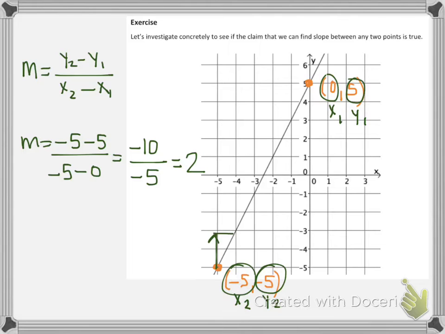And we could see that. Up 2, right 1. Up 2, right 1. We get right back on the line. Right? That's the slope. If we use two points and we find the slope, that is the slope of the line, no matter what two points we use.